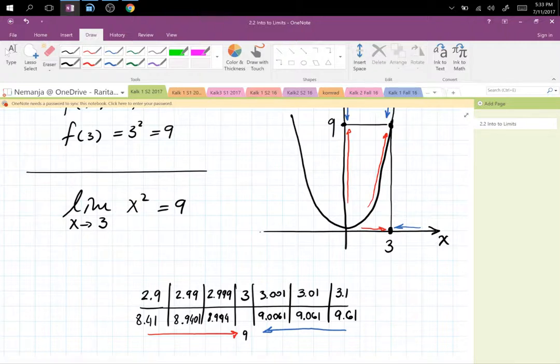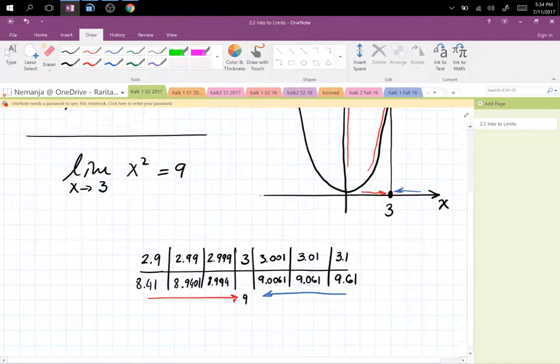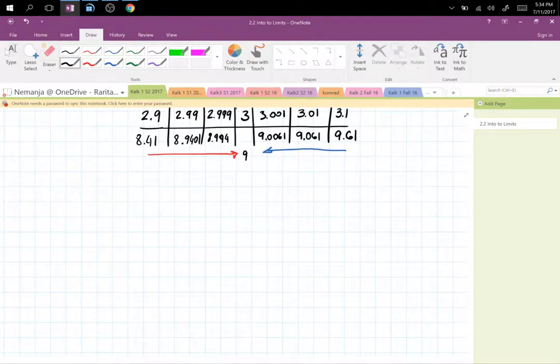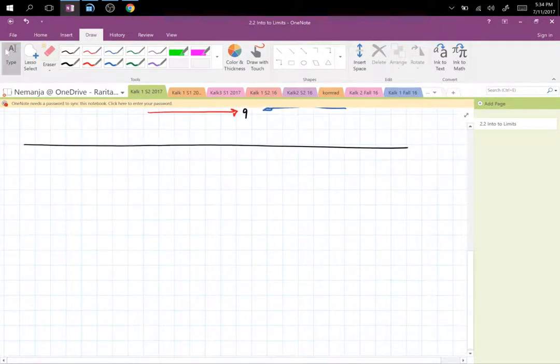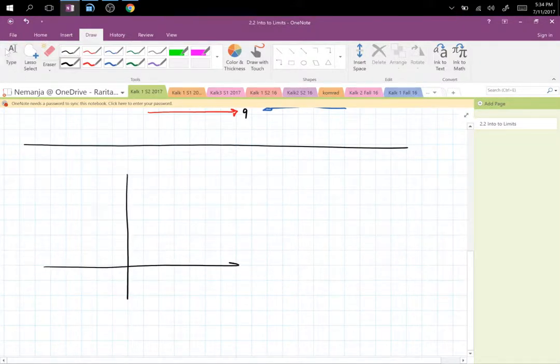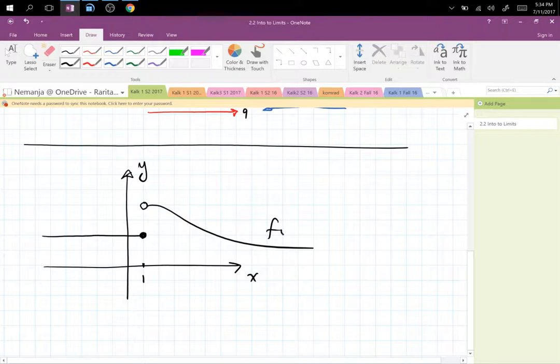So we are going to understand now a different scenario. Say that I have a piecewise function. Say this function is flat up to number 1, and then it picks up here and does something. So this is your function.